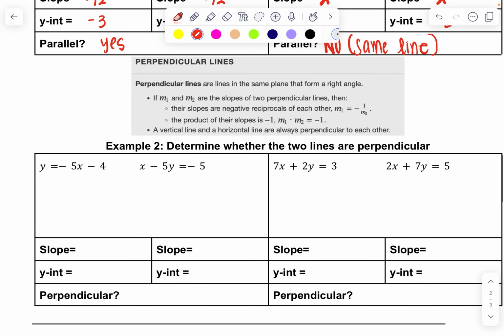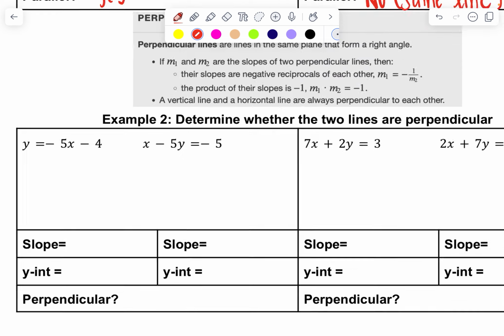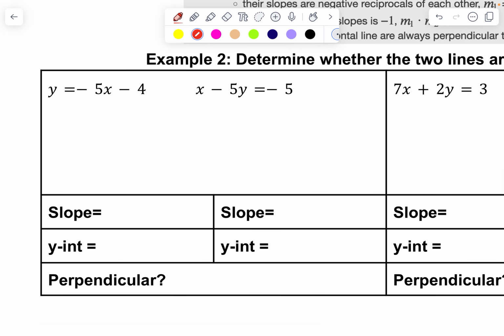Perpendicular lines then, the slopes are opposite reciprocals of each other. So if we flip the top and the bottom and change the sign, that would be opposite reciprocals of each other. So we're going to do the same thing. First one here, slope is negative 5, y-intercept is negative 4. Actually, I'm going to call this slope negative 5 over 1.